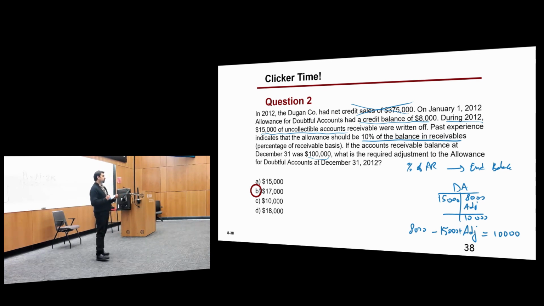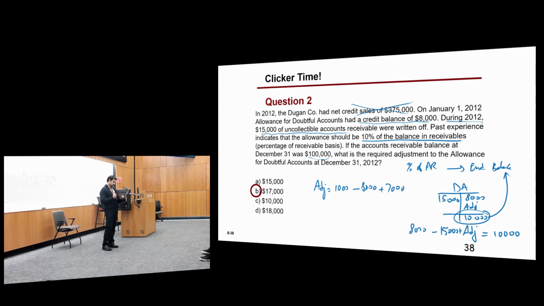Right? And then they tell us that past experience says this is 10% of the accounts receivable, which were 100,000. 10% of 100,000 is 10,000. That's the ending balance. Just do the math. The adjusting entry will be the amount of 10,000 minus 8,000 plus 7,000, right? Plus, I'm sorry, not 7,000, 15,000, sorry. Which is equal to 17,000.